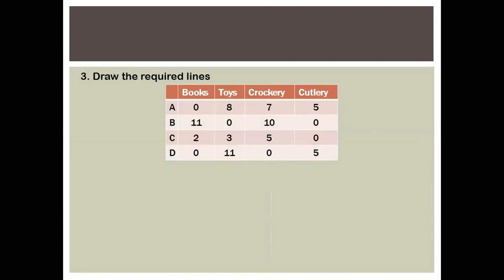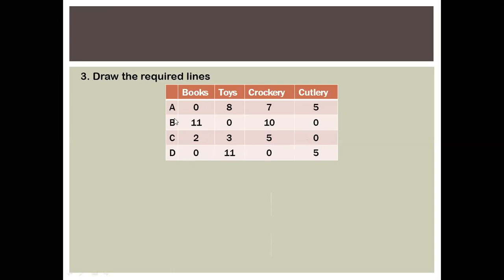Once you are satisfied with getting all the zeros in rows and columns, we move on to the third step, that is drawing the required lines. Now pay attention class how to draw a line. While drawing the lines, you have to start from the row containing maximum zeros. So pay attention class, always start from the rows first. So in my first row A, you can see there is only one zero. In my second row B, I have two zeros. In my third row, again, I've got only one zero. And in my fourth row, again, I've got two zeros.